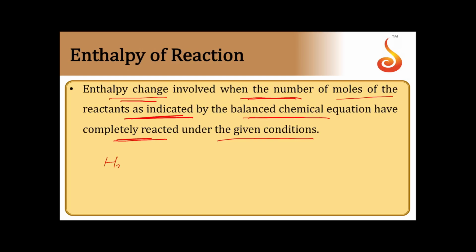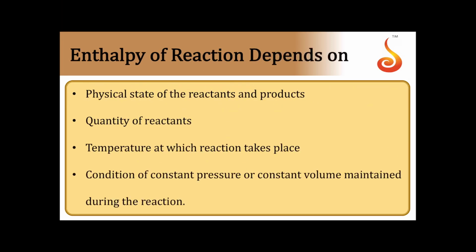Say for example, H2 plus half O2 giving rise to H2O. Suppose delta H is equal to minus 68 kilocalories. So this can be called the enthalpy of reaction. It means when 1 mole of water is formed under the given set of conditions, the enthalpy change is minus 68 in this case. So this is called the enthalpy change of the reaction.